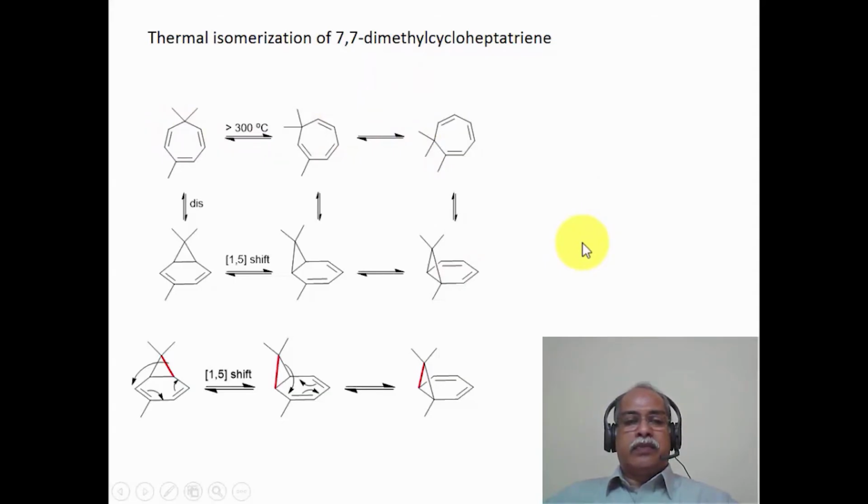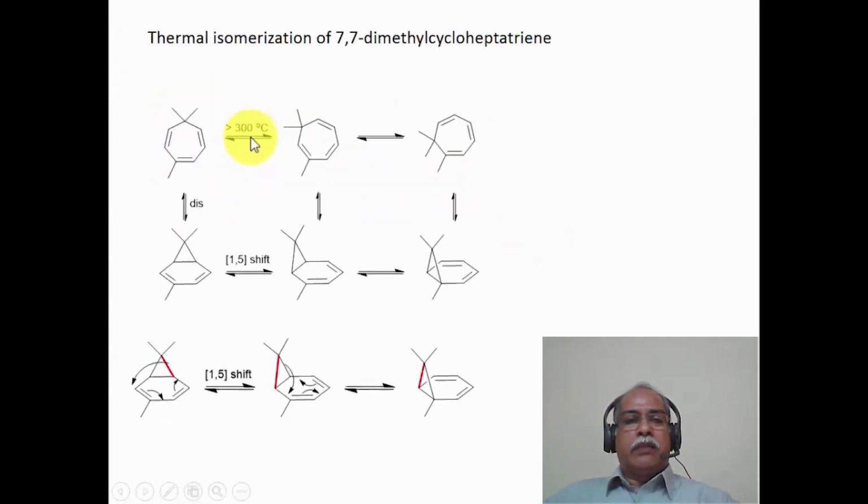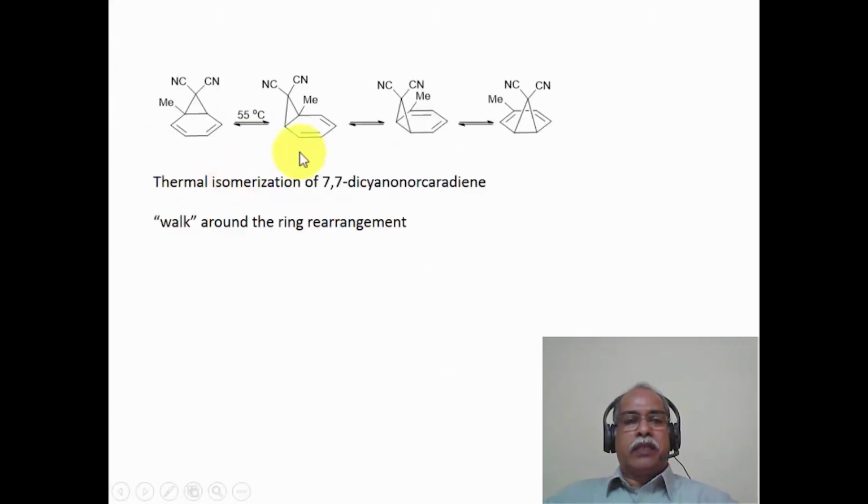So there is a series of walk around the ring rearrangements that is taking place in this particular 1,5 sigmatropic shift, followed by electrocyclic ring opening reaction to explain the formation of these products in this particular case. In the case of 7,7-dicyanonorcaradiene, it remains in the norcaradiene form and does not remain in the cycloheptatriene form, for example.